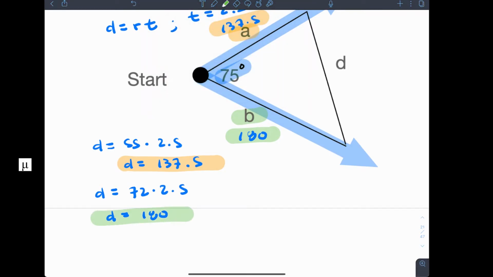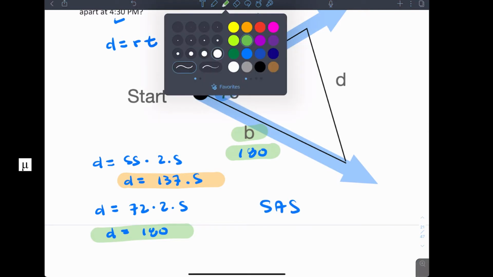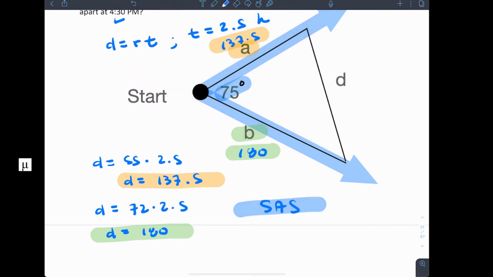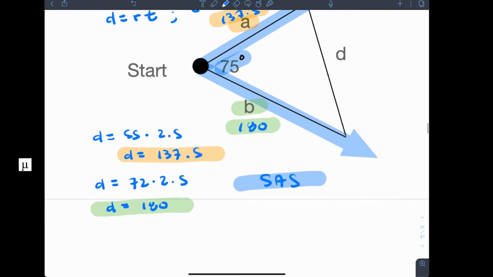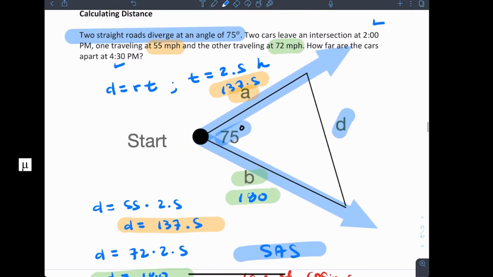Now, if I ask you guys a question again, what do you guys see here? This is what? Side, angle, side. You have two sides, and that angle is between them. That's law of what? It's law of cosines. How do you deal with law of cosines to get this value over here, D? Anybody know? What is D?